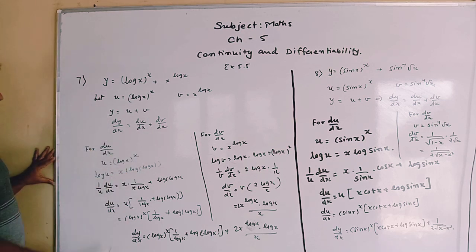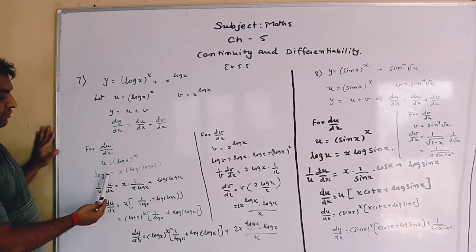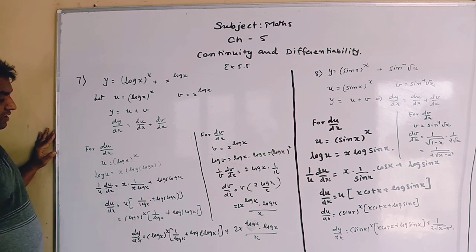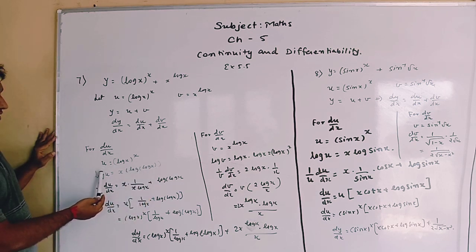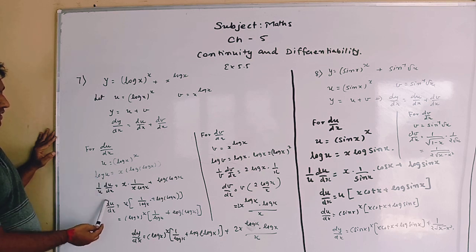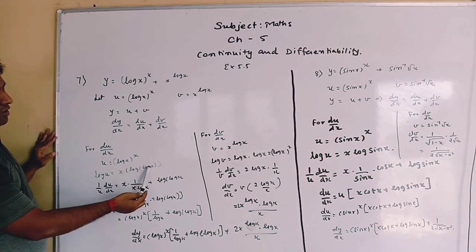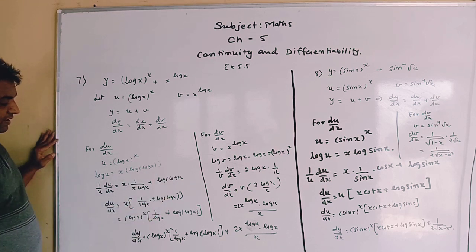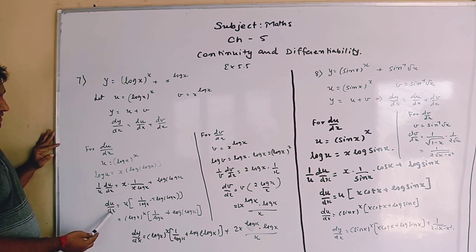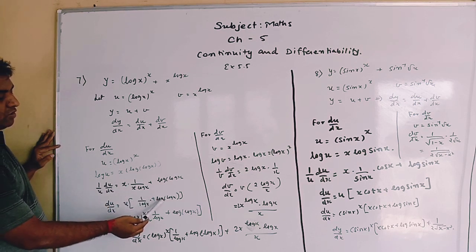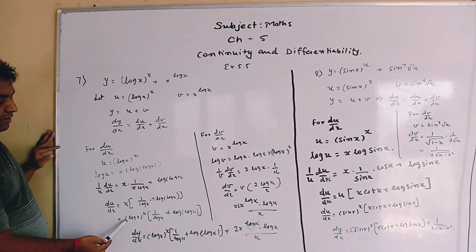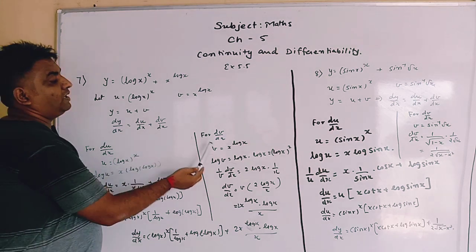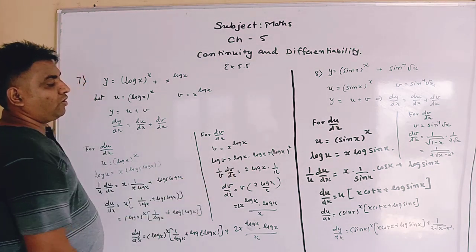So for du by dx, u equals log x raised to x, so we apply the log function, then log u equals x into log of log x. Now we take the differentiation with respect to x, then log u differentiation 1 by u du by dx, x as it is, log of log x differentiation 1 by x log x, log of log x as it is, x differentiation 1, and so here x cancels, so du by dx is equal to u into 1 by log x plus log of log x. So we substitute the u value, then log x raised to x, 1 by log x plus log of log x.